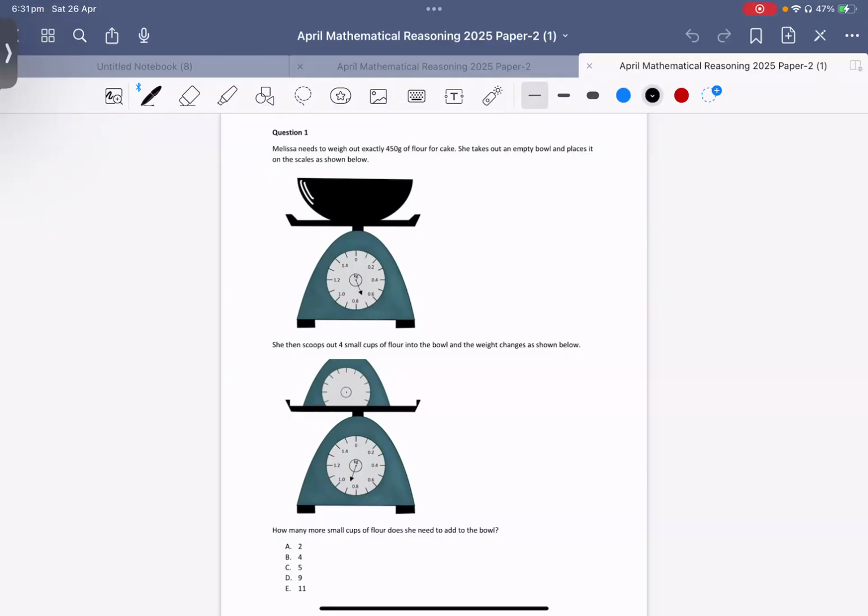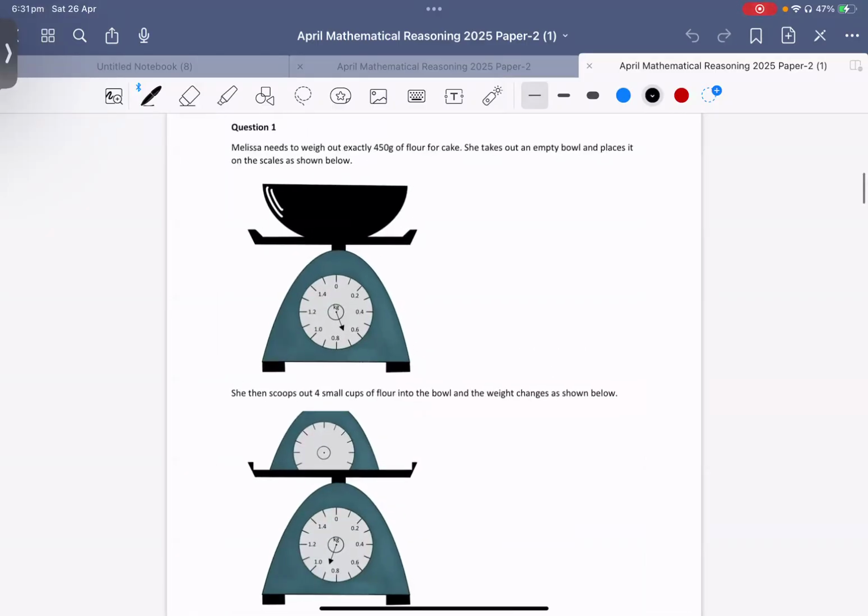Today, we'll be going through a mathematical reasoning challenge for April. And without further ado, I might get started. So, with question one, it says Melissa needs to weigh out exactly 450 grams of flour for cake. She takes out an empty bowl and places it on the scale as shown below. She then scoops out 4 small cups of flour into the bowl, and the weight changes are as shown below.